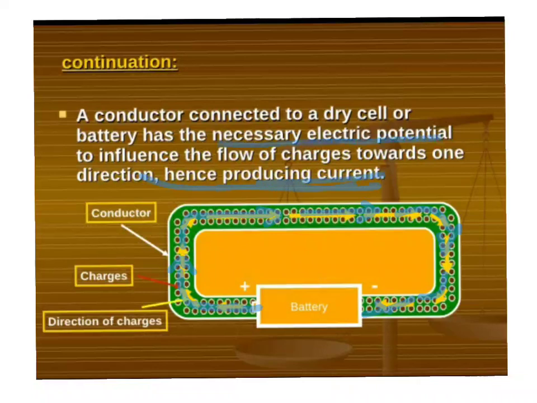I am emphasizing this again and again: electric current will only be produced when there is a flow of electrons, and that flow of electrons must be orderly, in a particular direction. Here a source of power, that is the battery, is forcing the electrons to flow in one direction, in an orderly manner, and that is generating the electric current.